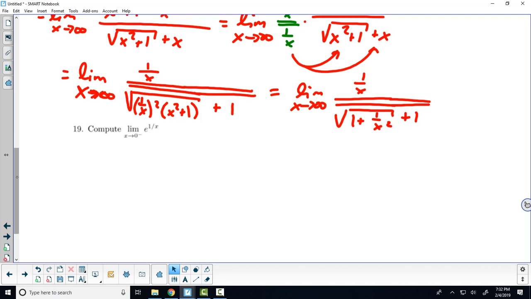All of this was happening inside the square root. So between here and here, that's what I did. How's that work? Good. Okay.